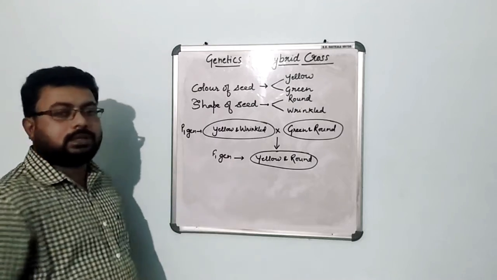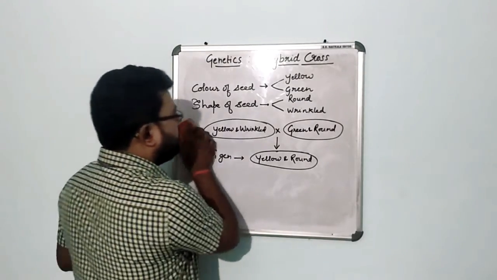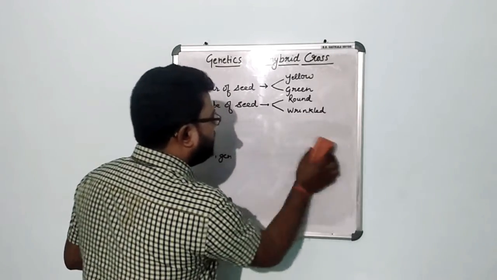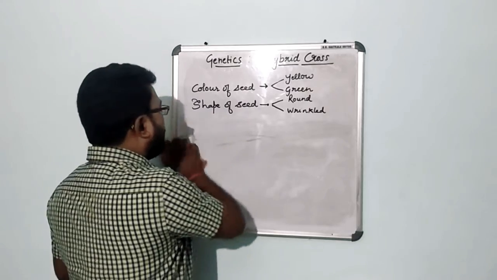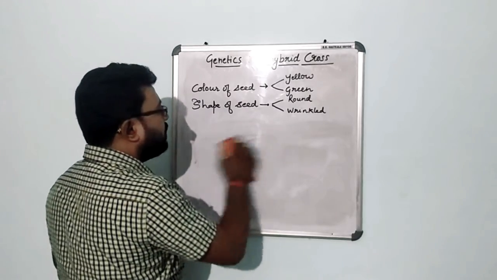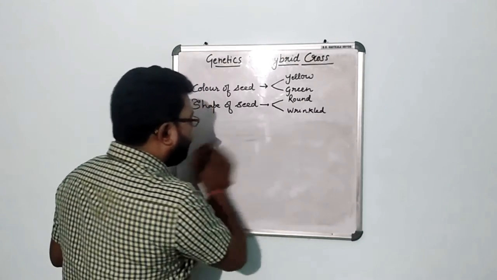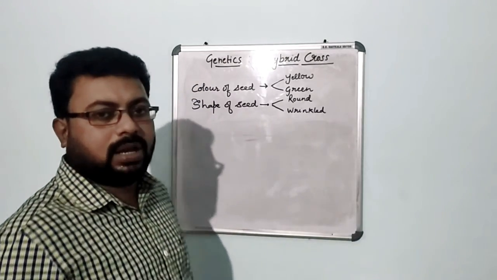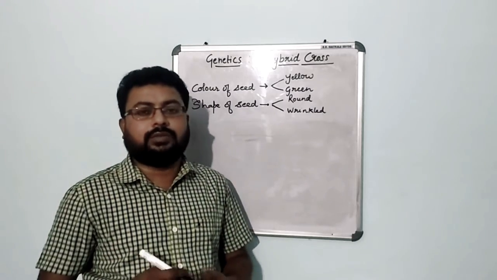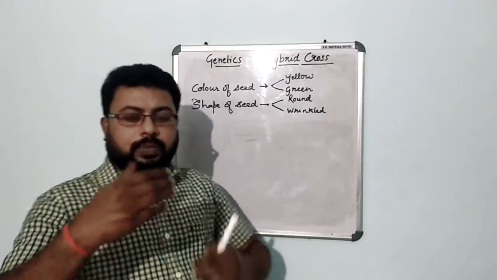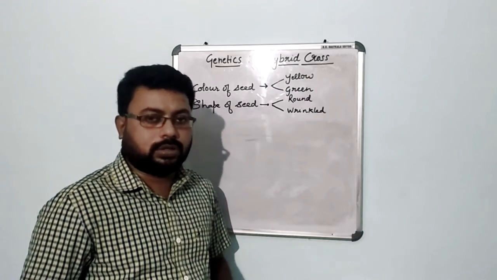So now let us do the genotypic crossing for this particular dihybrid cross. Please watch my previous videos where I have told you how to write the genotype and everything. That's very important. Over here I am not going to repeat all these things, because repeating everything will unnecessarily extend the length of the video. So please watch my previous set of videos on heredity and evolution.